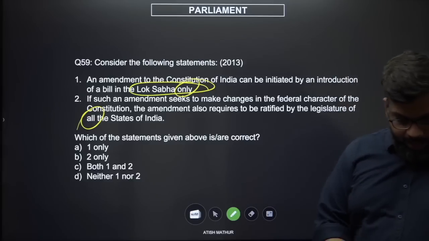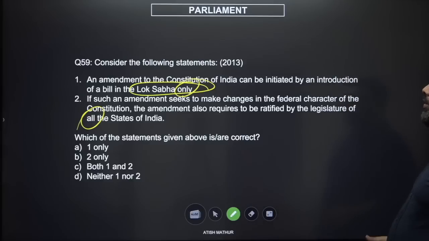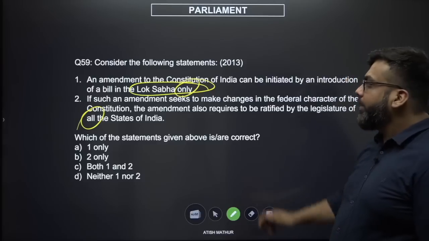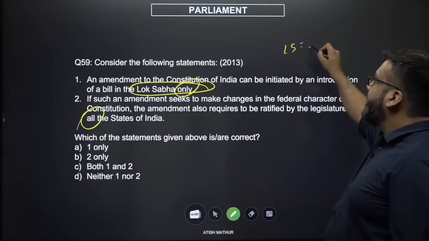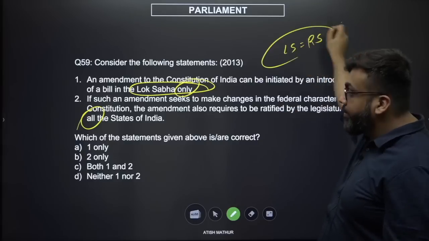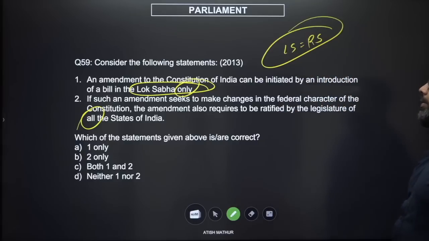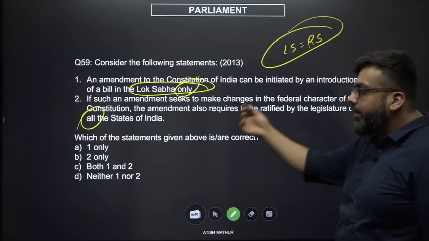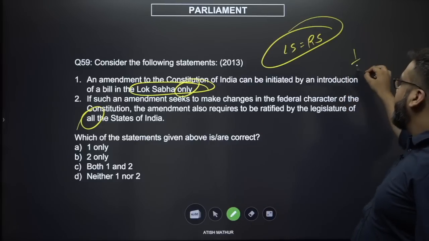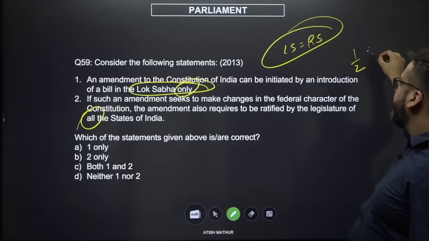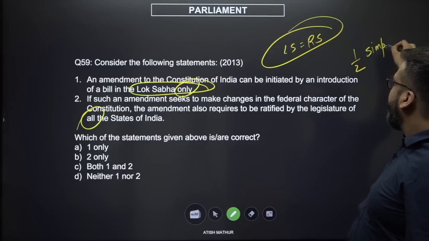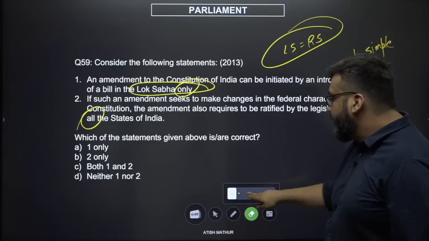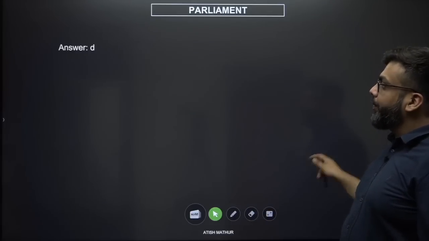Okay. So an amendment to the Constitution can be initiated by a Lok Sabha bill only? No, both Lok Sabha and Rajya Sabha have equal powers of constitutional amendments. If such an amendment seeks to make changes in the federal character, it has to be ratified by all the states? No, only half of the state legislatures, and that also with simple majority, right? So both the statements are incorrect. The answer would be D, neither 1 nor 2.